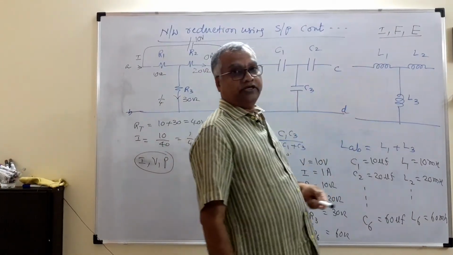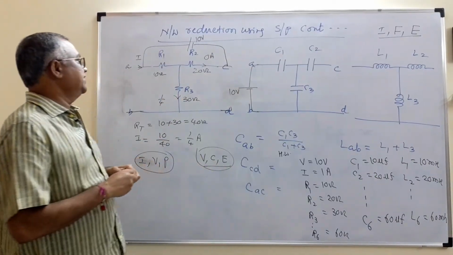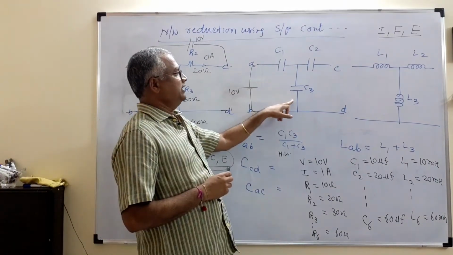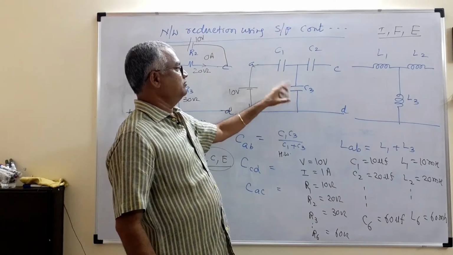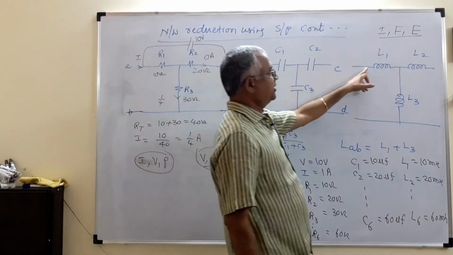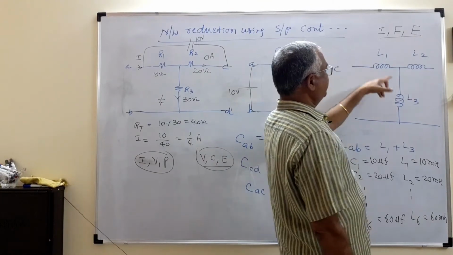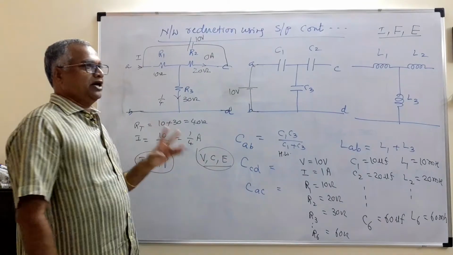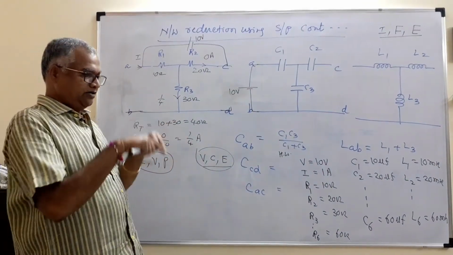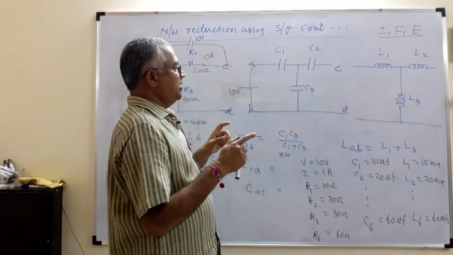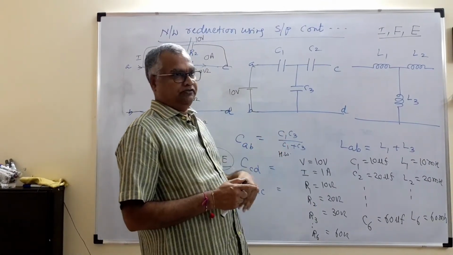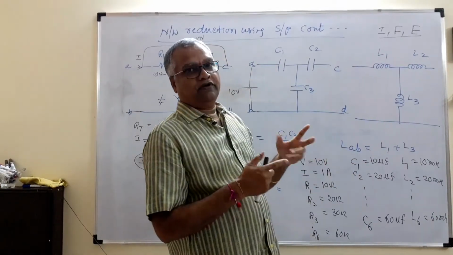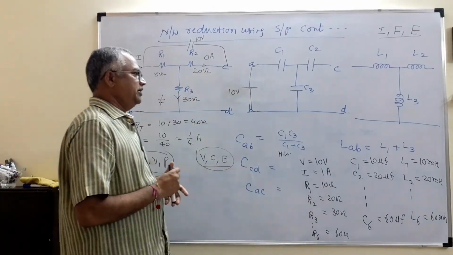And once you understand these two are series, these two also series. So resistor series means current same, voltage dividing. Capacitors series means charge same but voltage dividing. Inductor series means current same, flux is dividing. Resistors parallel means voltage same, current divides. Capacitors parallel means voltage same, charge divides. Inductors parallel means current dividing, flux is same. These are the properties already done.